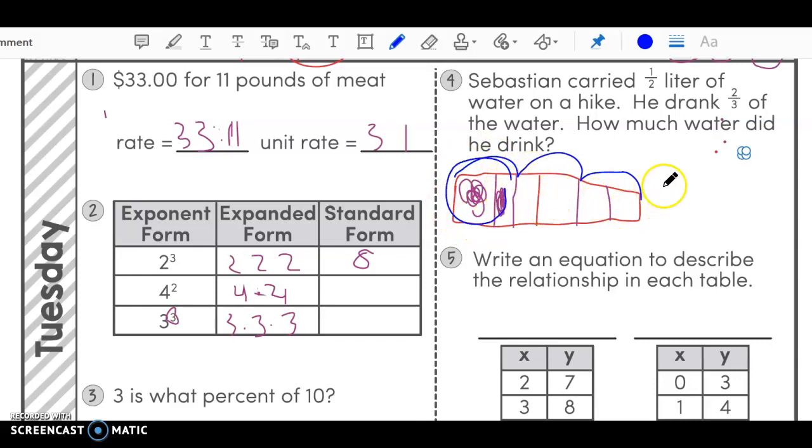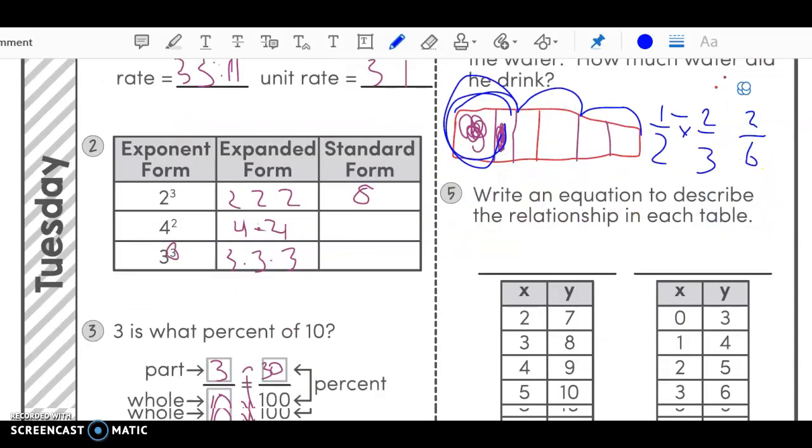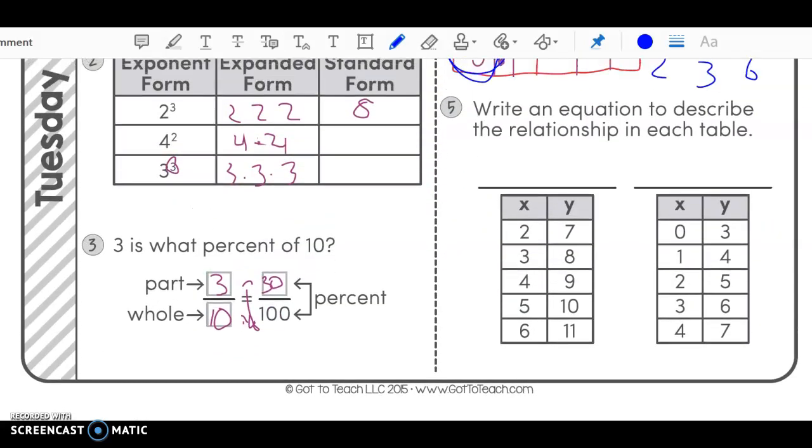1/3 of a liter. Another simple way to do that is to think of it as half of, the word of means to multiply. Half of 2/3. Multiply across, 1 times 2 is 2, 2 times 3 is 6. 2/6 simplified is the same thing, 1/3. Just a different way to do it. That's why I enjoy math.